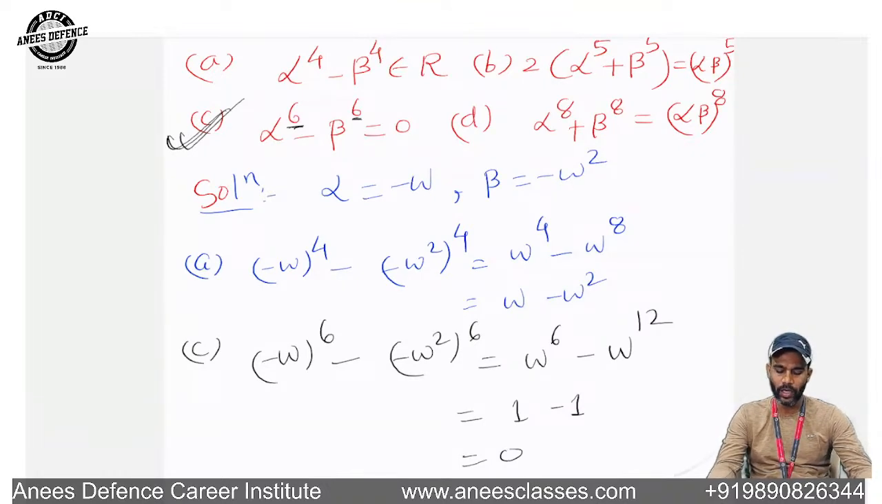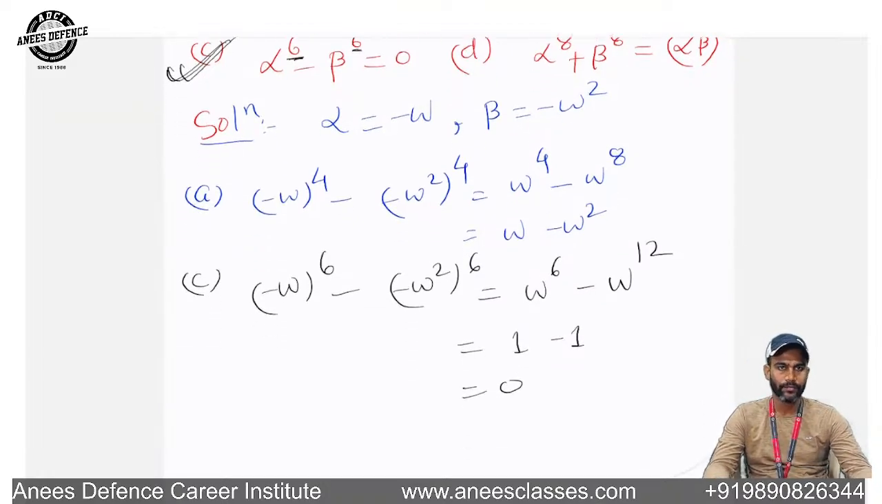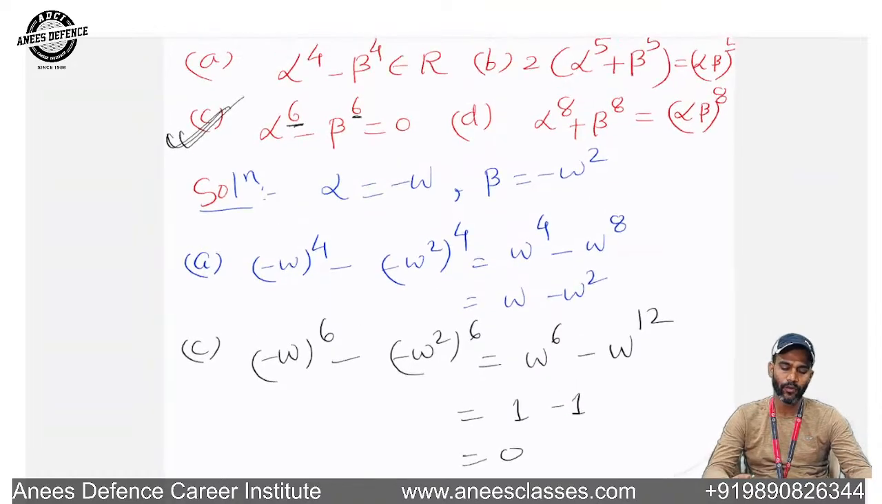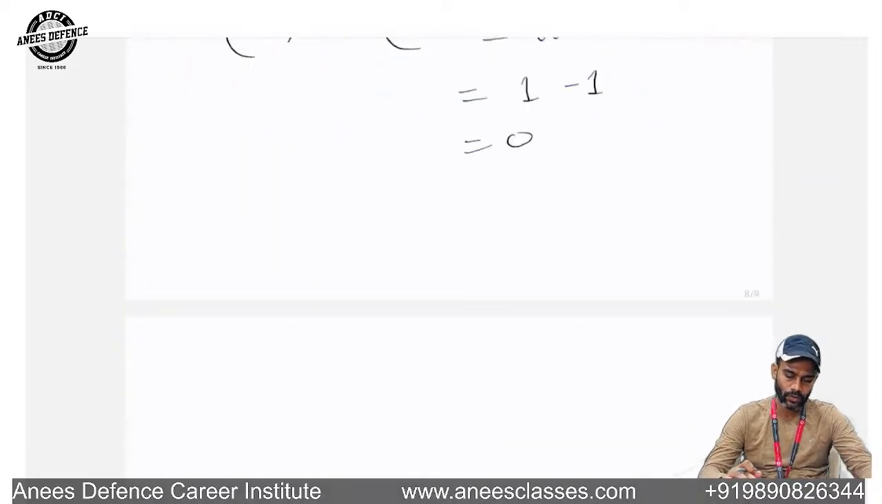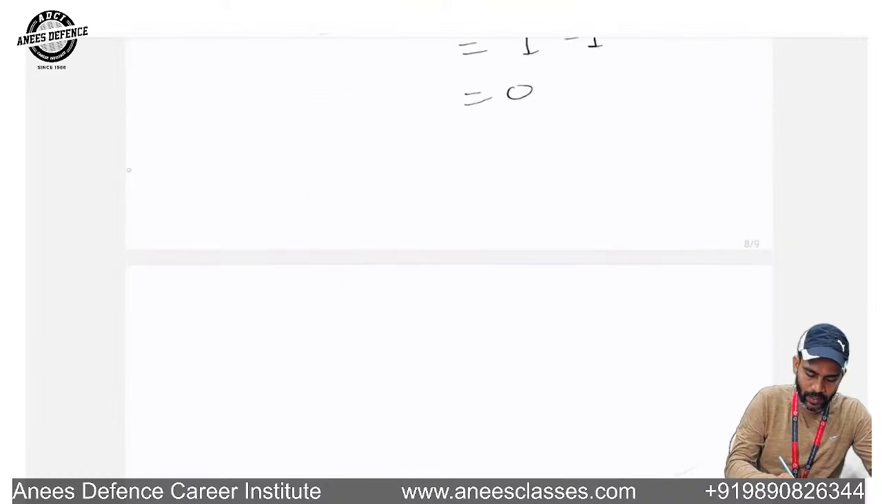Yes, online kids, have you understood? Very easy, right? So always remember, omega raised to any multiple of 3, you'll get 1. Shall we move ahead? Example number 7.